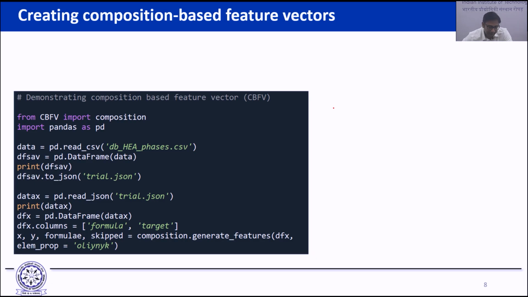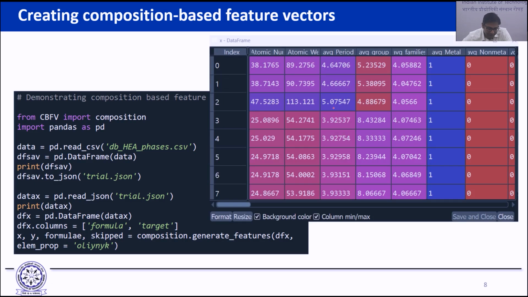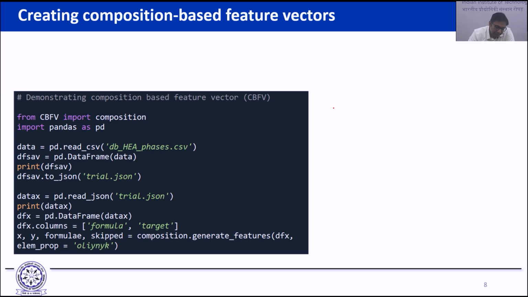So just to give you an idea as to how this thing works, the first thing you want to do is, after you have installed CBFE, import CBFE, specifically the part where the input is given in terms of composition. So you simply import CBFE, and then you of course have to bring in the data frame, so you bring in pandas, and after that the first step is you will go ahead and read your databases.